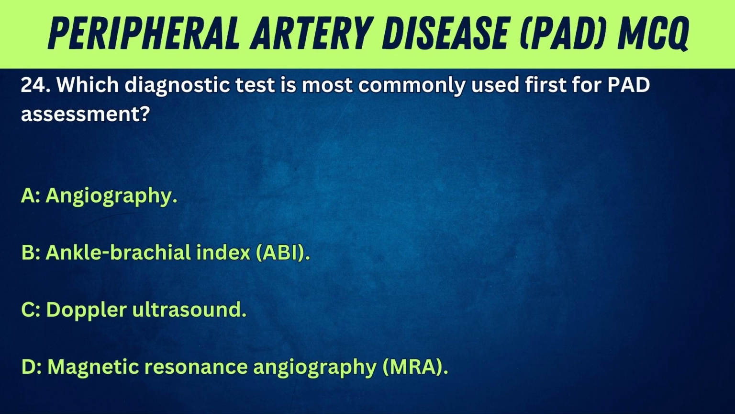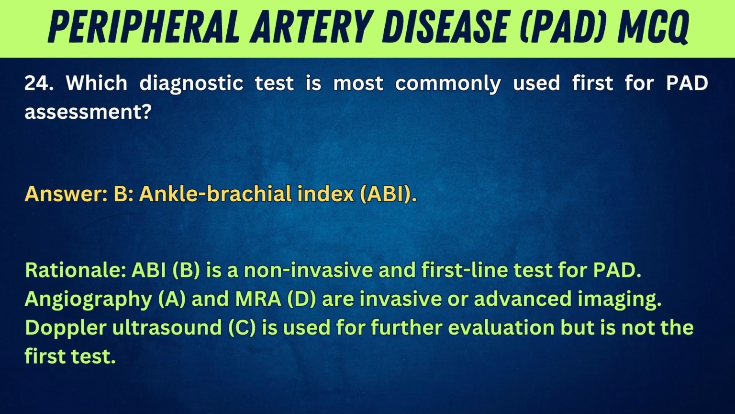24. Which diagnostic test is most commonly used first for PAD assessment? A. Angiography. B. Ankle brachial index, ABI. C. Doppler ultrasound. D. Magnetic resonance angiography, MRA. Answer: B. Ankle brachial index, ABI. Rationale: ABI, B, is a non-invasive and first-line test for PAD. Angiography, A, and MRA, D, are invasive or advanced imaging. Doppler ultrasound, C, is used for further evaluation but is not the first test.